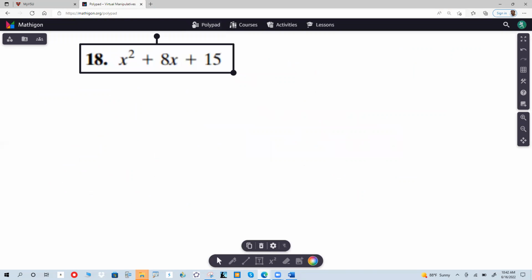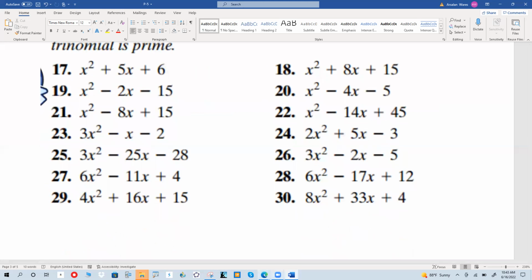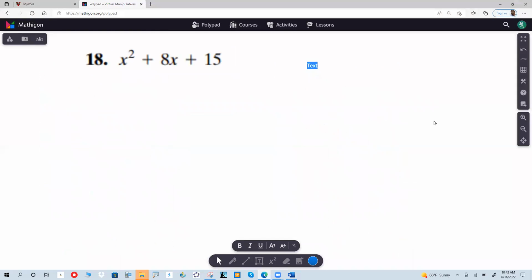So again, let's look at the language. It says factor each trinomial. Trinomial means 3 terms. That's all. Don't let that bother you. I'm just going to say factorize. Factorize each trinomial. They're calling it a trinomial because it has 3 terms: x squared, 8x, and 15. So let's write it here. Factorize the following expression.